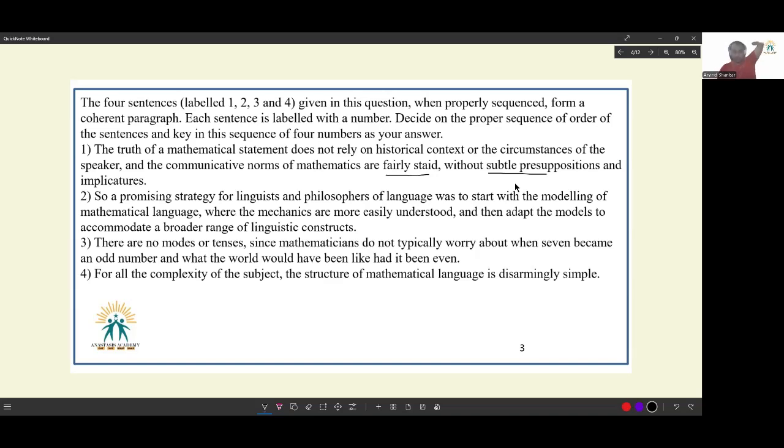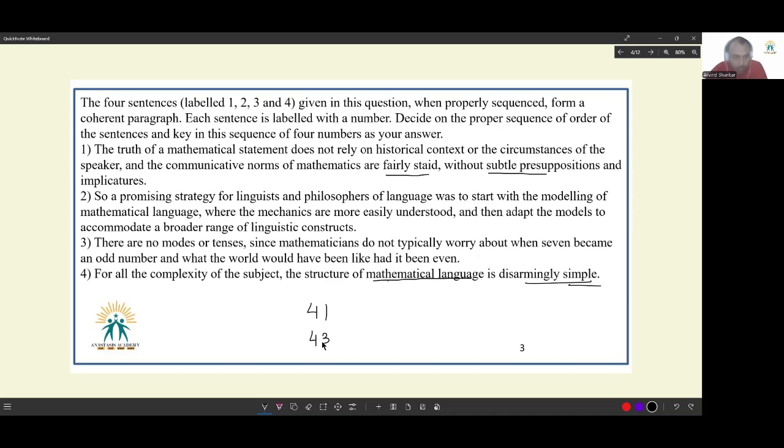Okay. You see, of the 4 statements, the one statement that is basically introducing the idea of mathematical language is this one. So this gives us the idea. The language of mathematical language is disarmingly simple. It is simple. And why is it simple? The description of that would be 1 or 3. It has to be 4, 1, or it has to be 4, 3.